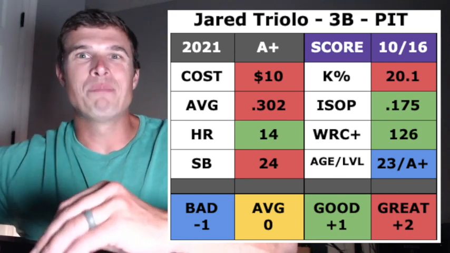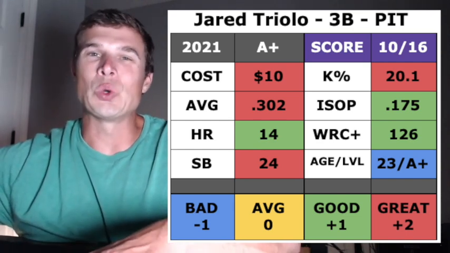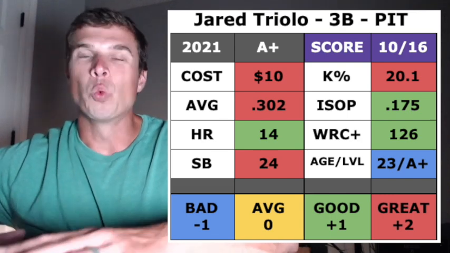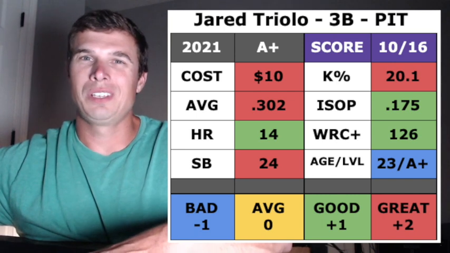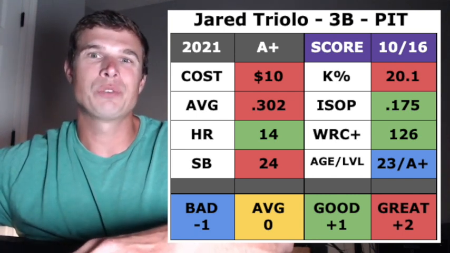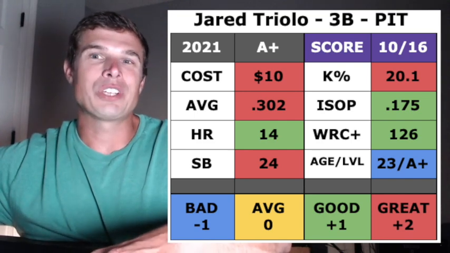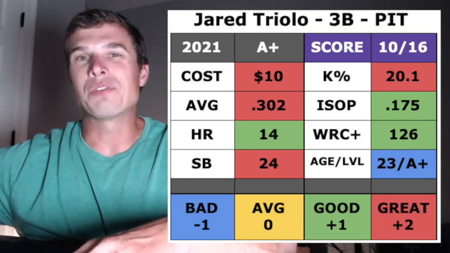You can find Jared Triolo autos in 2019 Bowman Draft for about $10. So Triolo has had one of the best offensive seasons of any player on this list, but he is also the oldest per level on this list. We really need to see how he matches up against better pitching. Over the course of this season, he's demonstrated an above-average contact rate with a batting average of .302, an above-average ISO-P of .175, and a little bit of speed grabbing 24 bags.